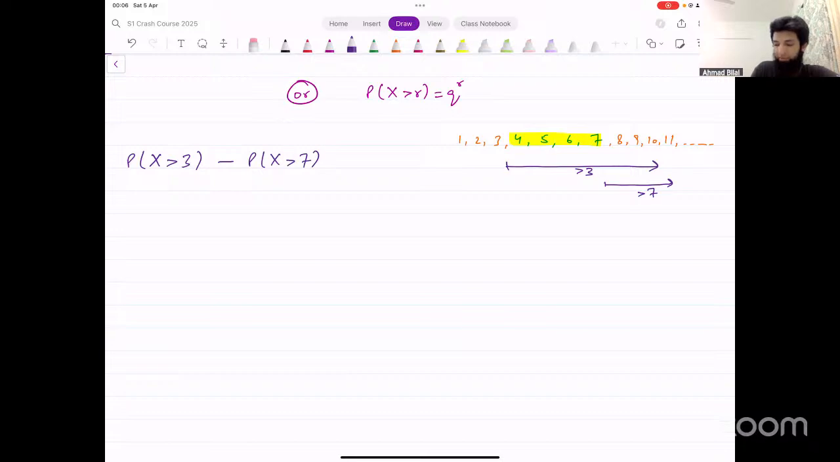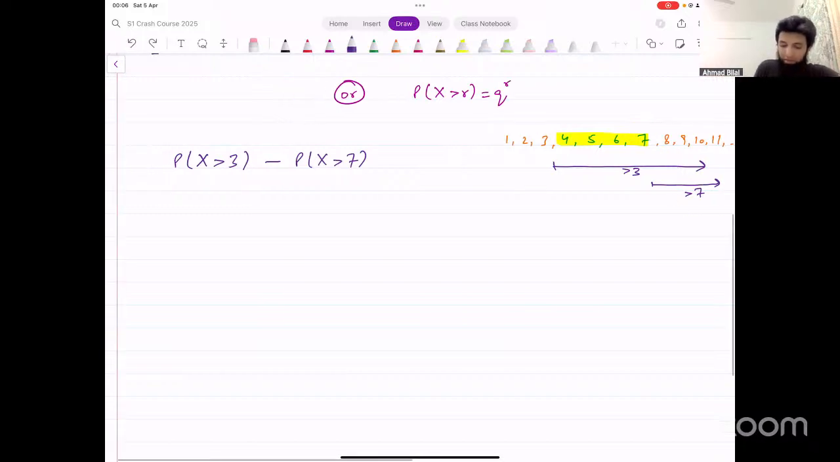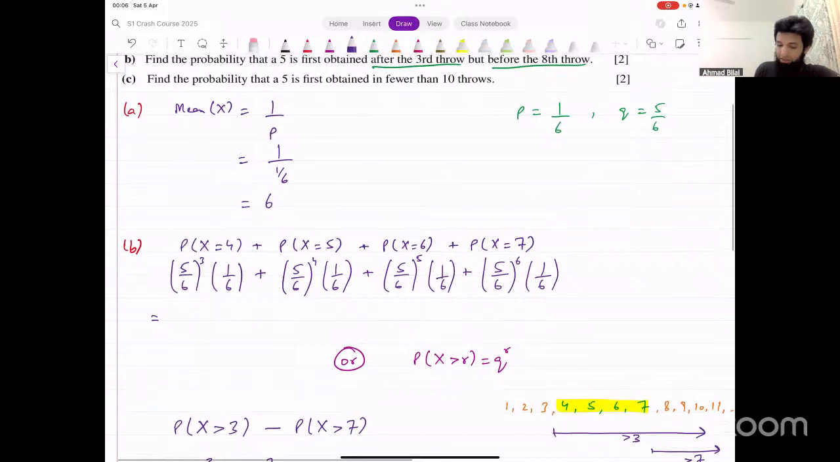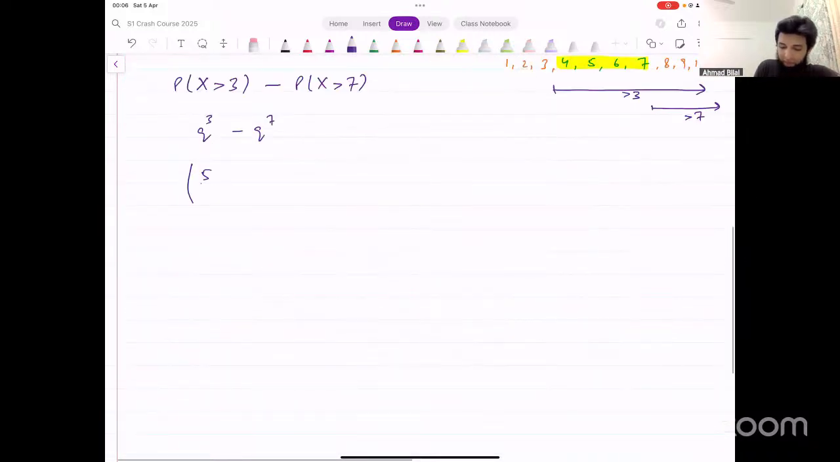Right? So subtract from greater than 3. Greater than 3 would be all of these numbers. Subtract from them these numbers which are greater than 7. And that should give you the result. It's q raised to power 3 minus q raised to power 7, which is 5 over 6 raised to power 3 minus 5 over 6 raised to power 7. And that will give you the result directly.